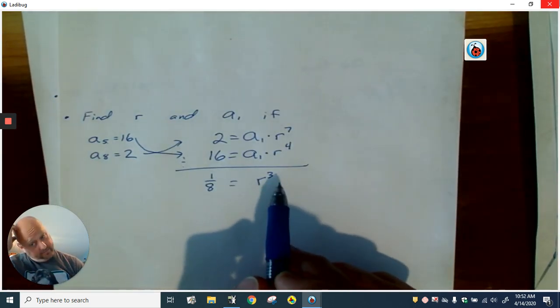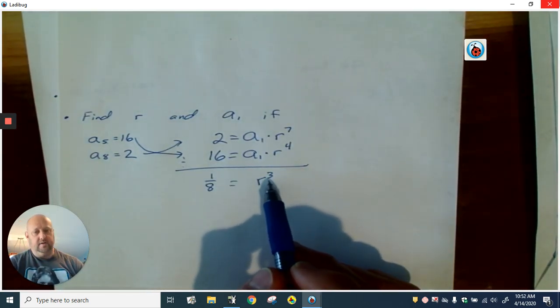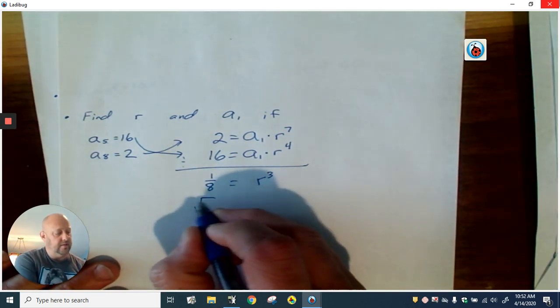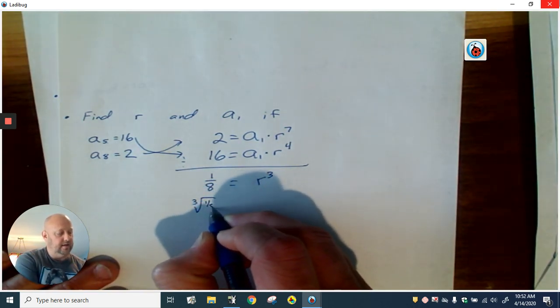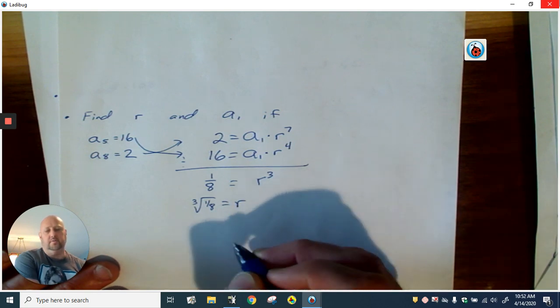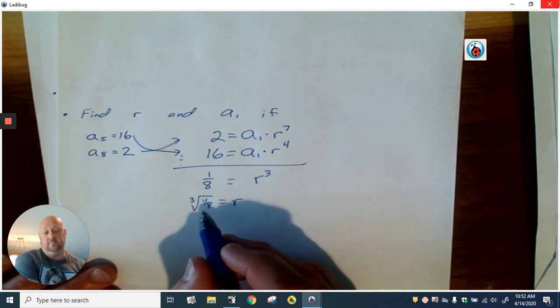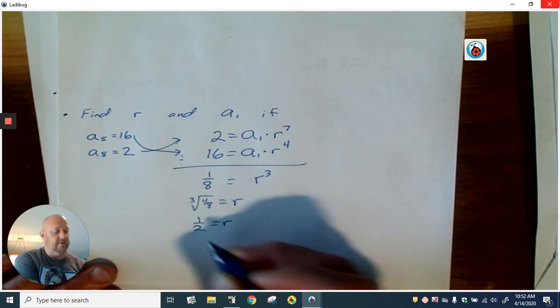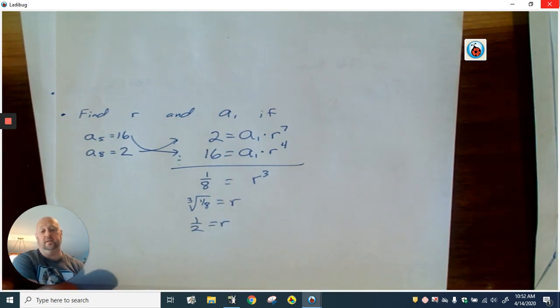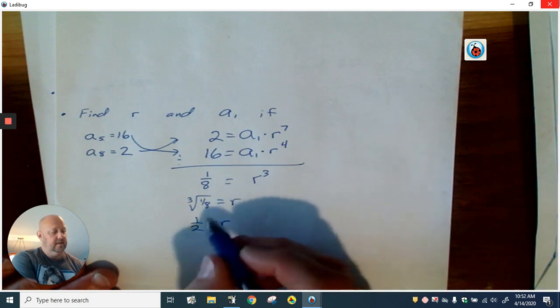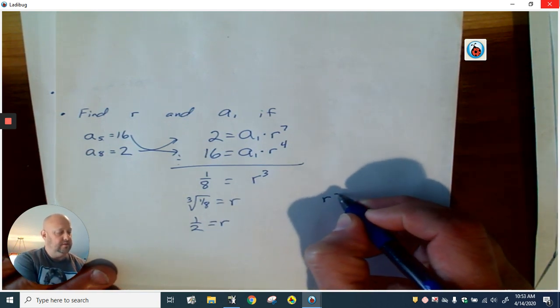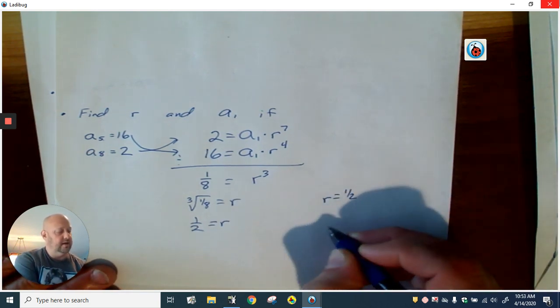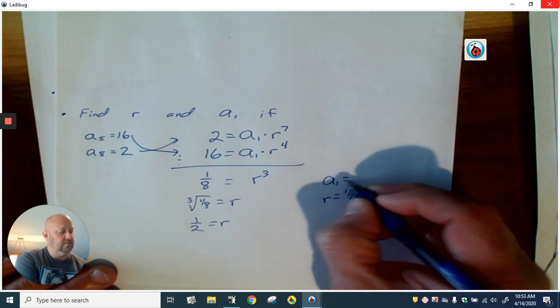Now, because I'm left with an odd number here, when I take the third root of 1/8, I'm not going to have multiple solutions. So the third root of 8 is 2, so my r value is just 1/2. I'm not going to have multiple solutions here. Okay? So since I know my r value is 1/2, I have to figure out my a sub 1 that goes along with it.